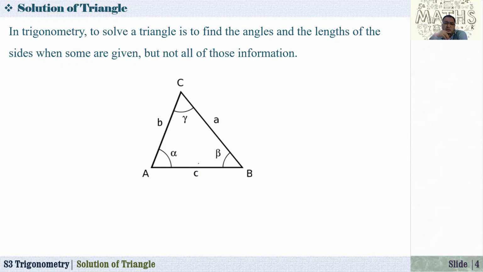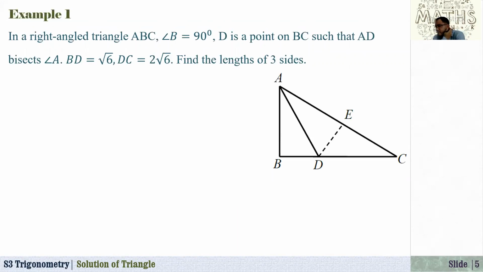This is what we mean by solution of triangle or solving a triangle in this course. At least let's start with this example. In this example, in a right angle triangle ABC, immediately I can just draw here this small square, which shows it's a right angle. Angle B is 90 degrees.